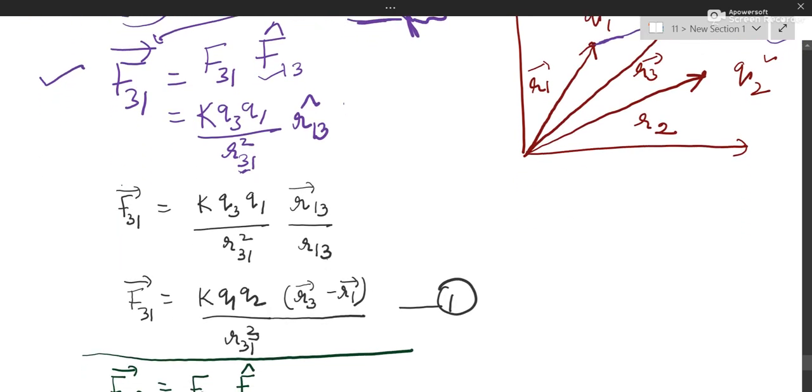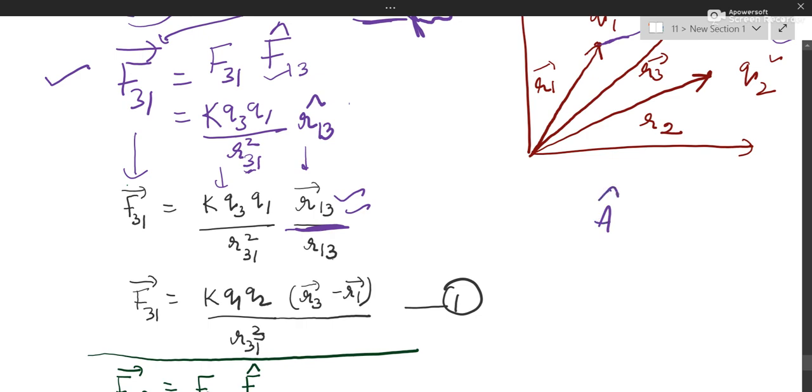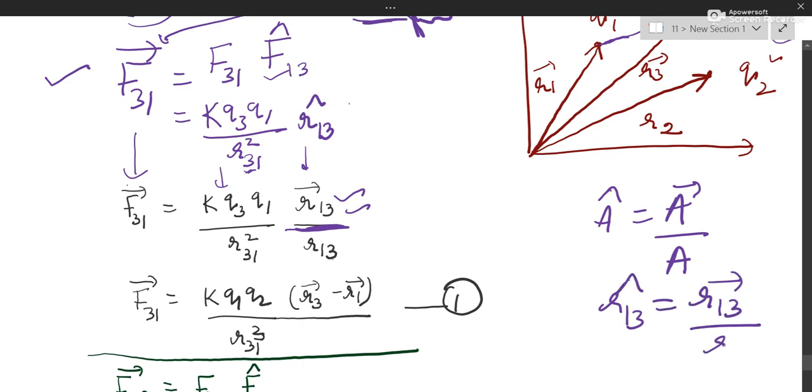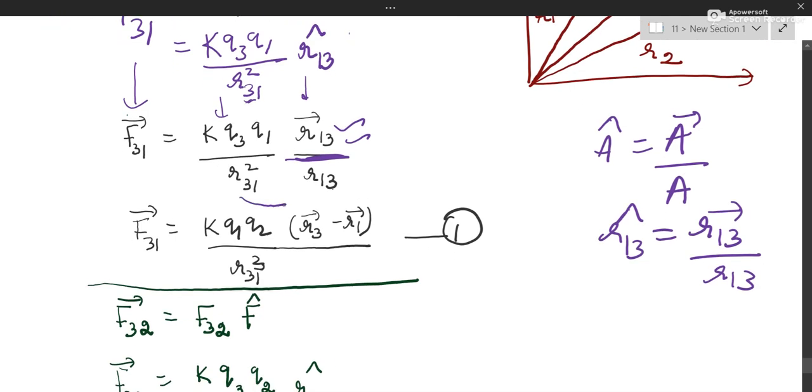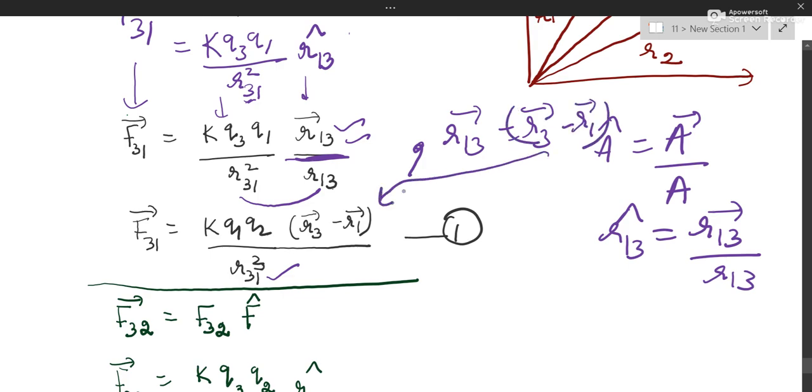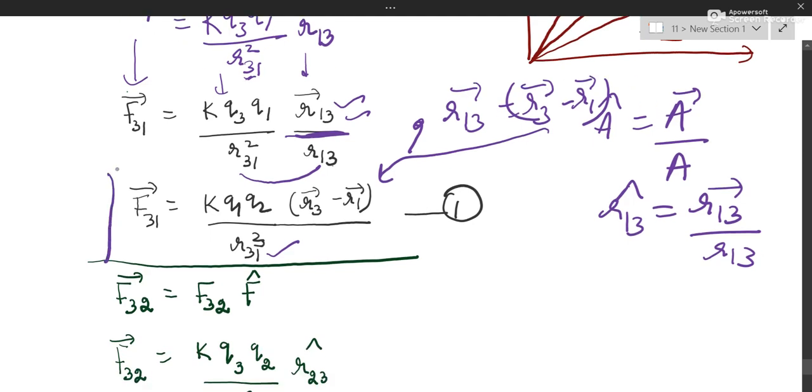Next step, you can see this I have written as it is, and this I have written as vector divided by magnitude. Any unit vector can be written as vector divided by magnitude. So I have written R13 unit vector as R13 vector divided by magnitude. Now the denominator will be multiplied and this is cube. And this R13 vector can be written as the final position vector, that is bigger position vector minus smaller position vector. So my first expression is ready for F31, which is force on third by first charge.